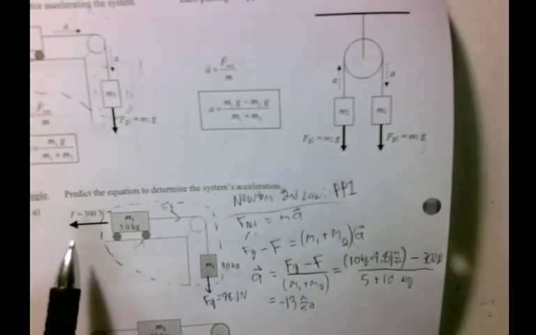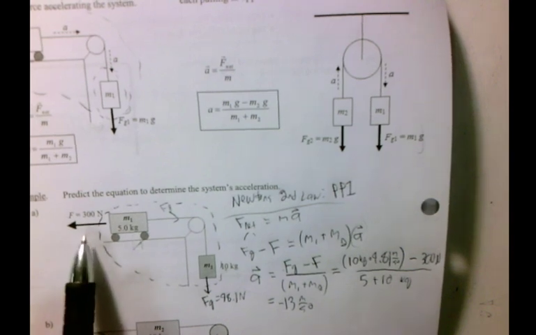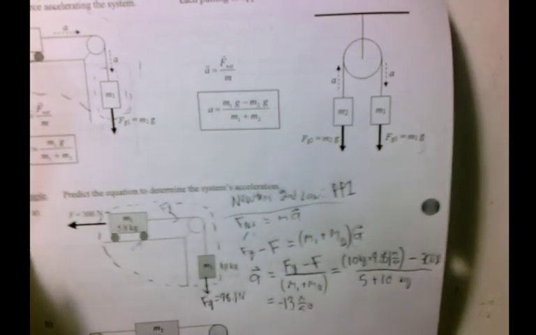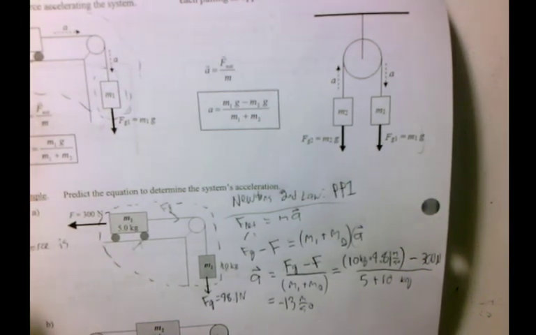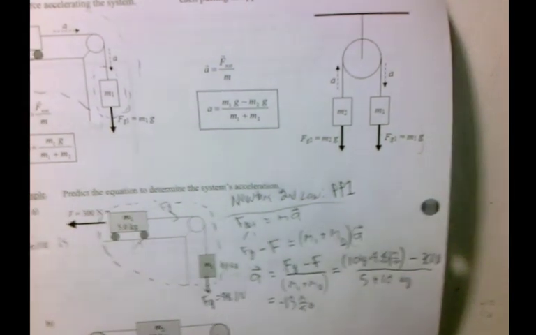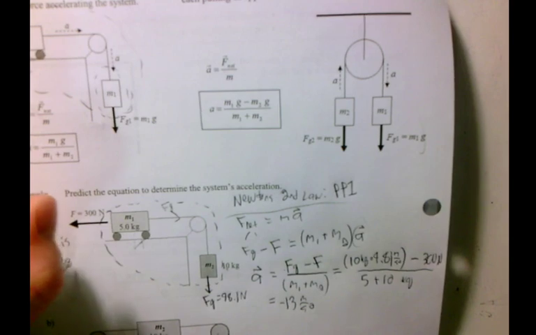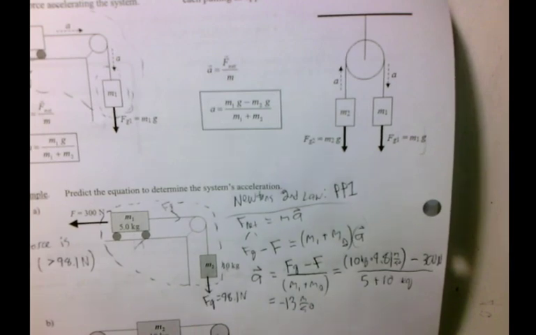And this force acting on the cart is 300 newtons, which is a lot bigger. So the 300 Newton force is dominant, right? It's bigger than 98.1 newtons. And that will determine the direction.